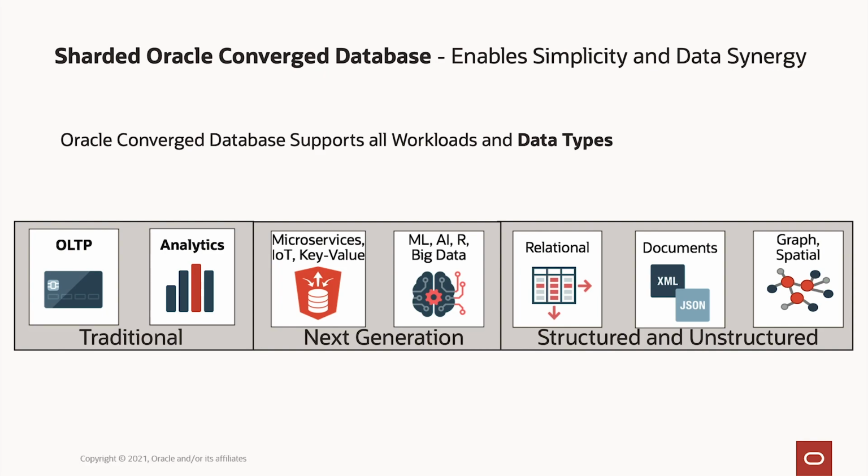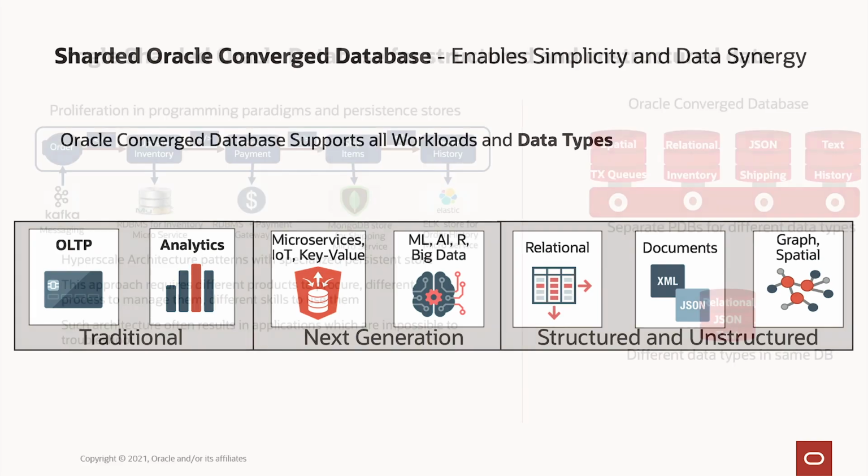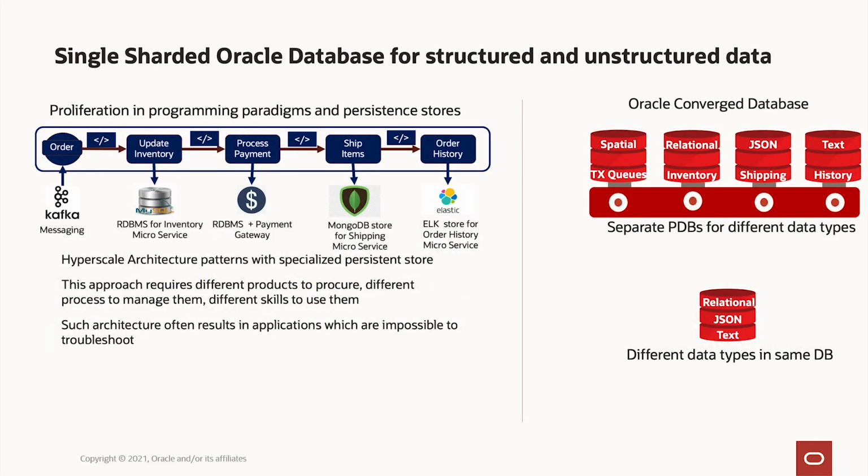So you can shard your relational data, which we just saw an example of. You can shard your text, you can shard your XML, you can shard JSON, you can shard graph, spatial, all of that. So what that enables us is to have a single sharded database for both structured and unstructured data.